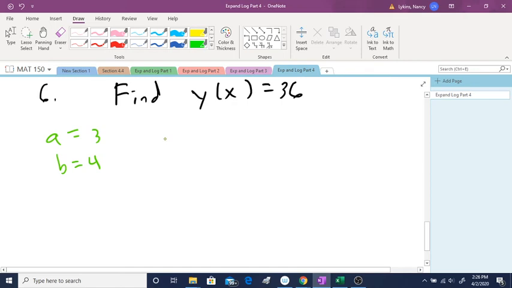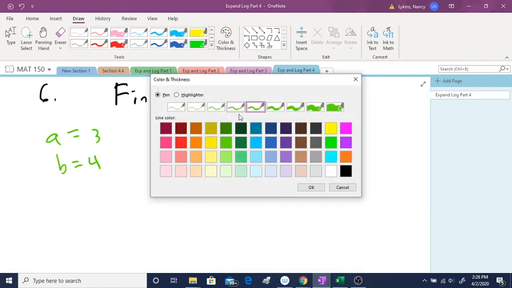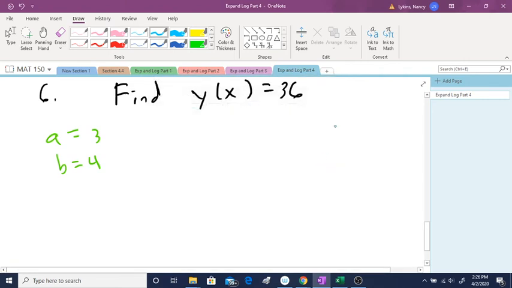So from this, what we need to do is come up with an equation. And then we're going to find this y of x equals 36. So just a recollection of exponentials, it's going to be a times b to the x. That's the format. So right over here, y equals a is 3, b is 4 raised to the x. But then y of x equals 36 is a second y value.